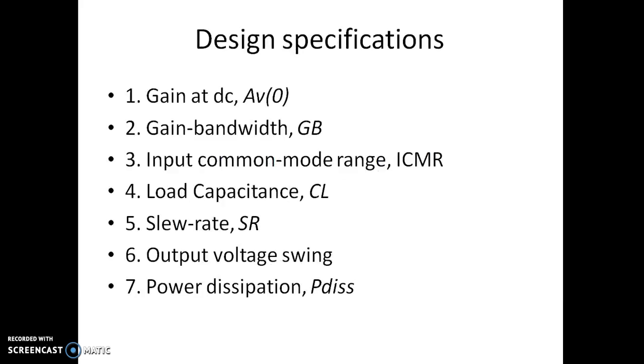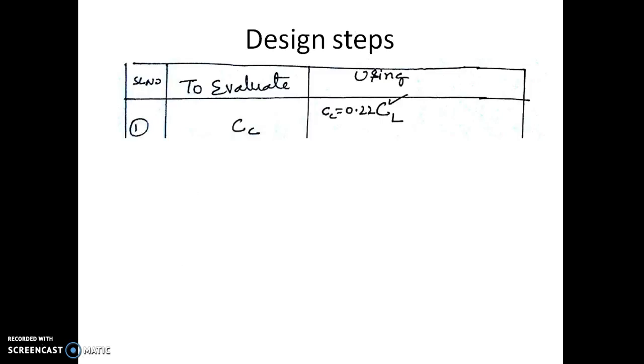Now these are the design specifications that will be given to design a two-stage operational amplifier. First and foremost is the gain at DC, which is AV of 0, the gain bandwidth, which is GB, and input common mode range, ICMR, the load capacitance, slew rate, output voltage swing, and the maximum power dissipation that is allowed for the given design. Now we have several steps to accomplish these design specifications from a two-stage CMOS amplifier. These are the design steps.